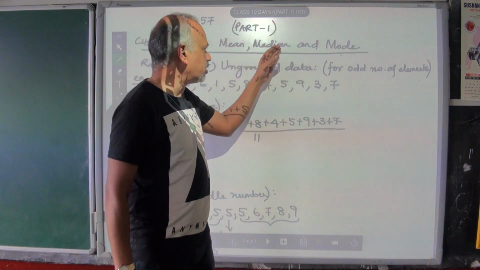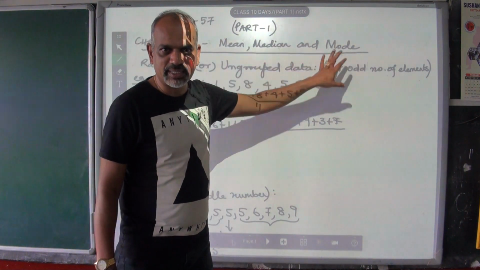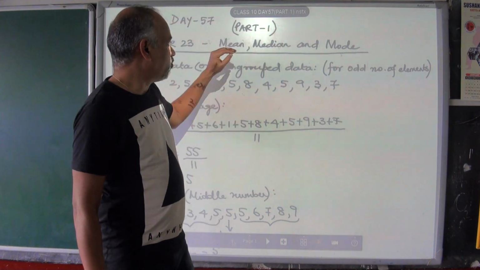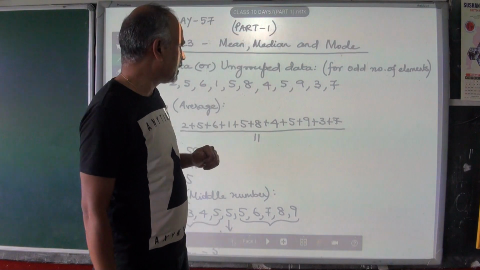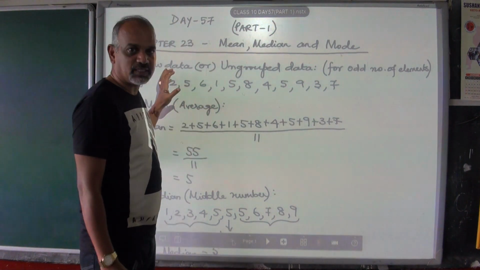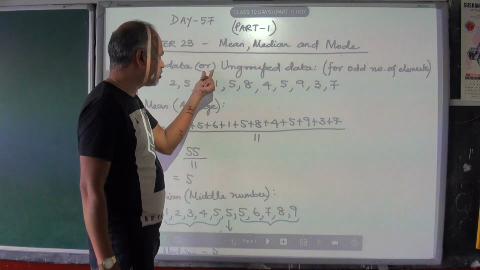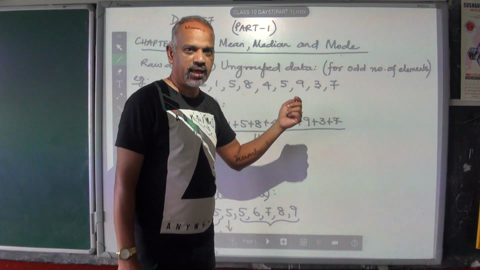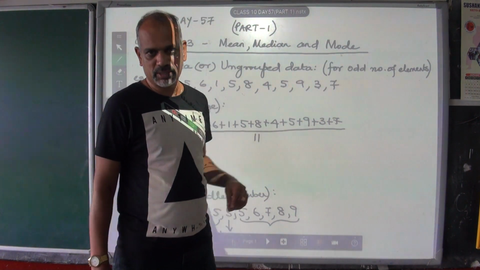So these three quantities, mean, median and mode, are also called central tendencies. That's what we are going to find. Now we are going to find these quantities for the first type of data that will be given to you, which is called raw data, otherwise called ungrouped data. Raw data or ungrouped data are just a few numbers which are given in random order.